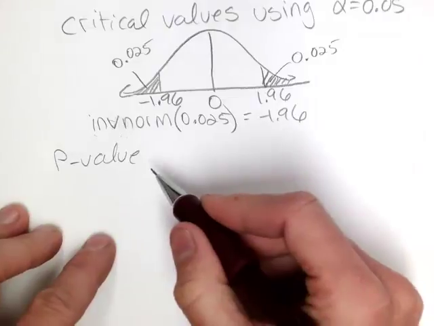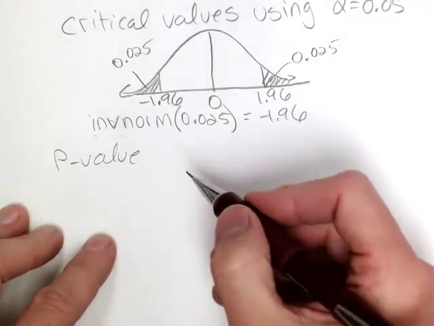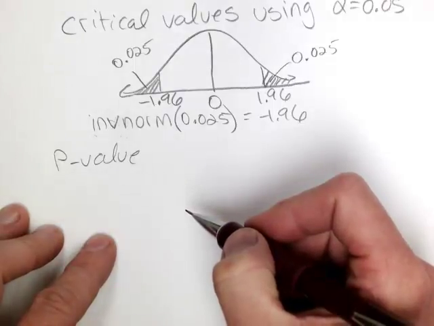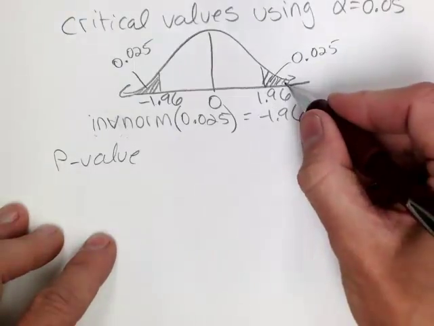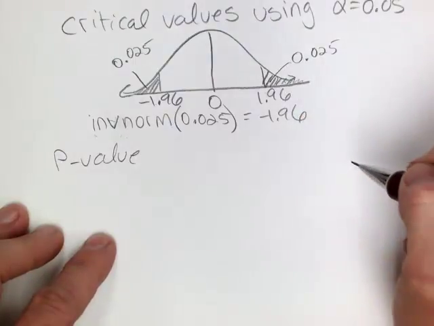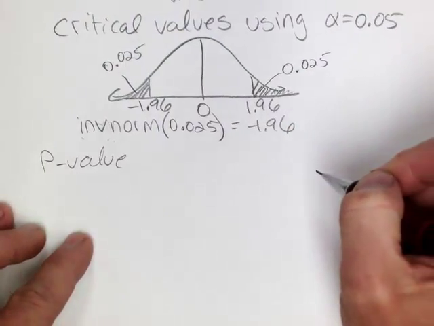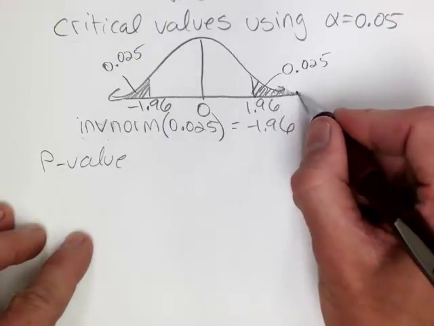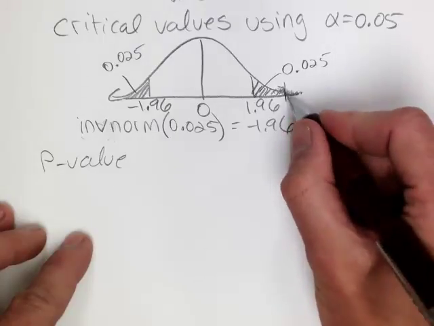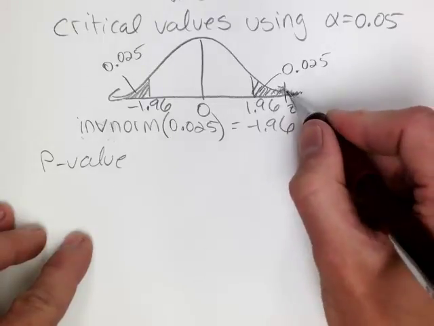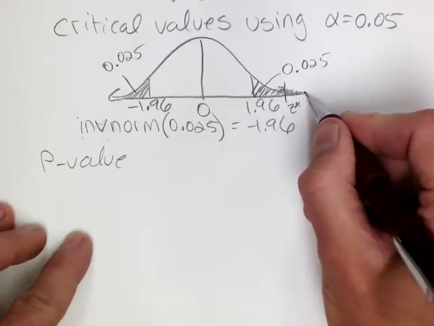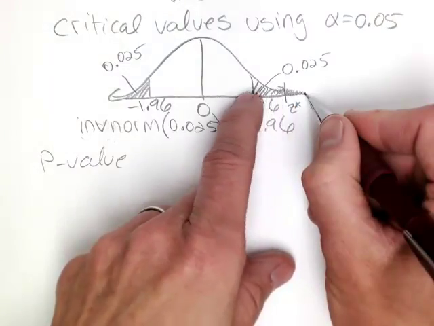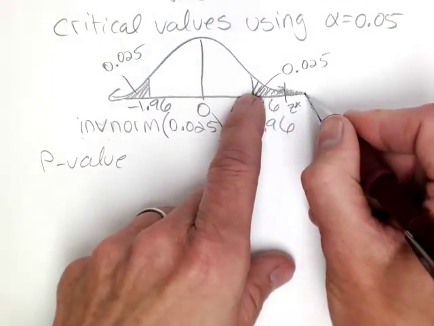Remember, it's the probability of getting a test statistic at least as extreme as the one obtained by the sample. So what we want to do is find the probability associated with our test statistic, in terms of being more extreme. So my test statistic is way out here in this tail. So Z star is way out here. So I want to find this little bitty area. I know this little bitty area is going to be less than 0.025 and certainly less than 0.05.